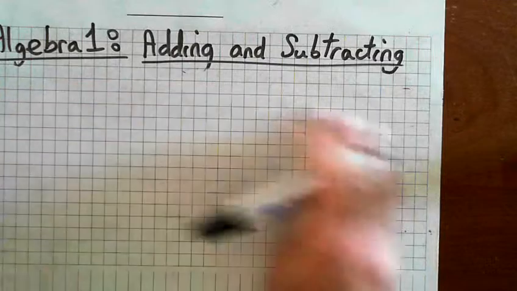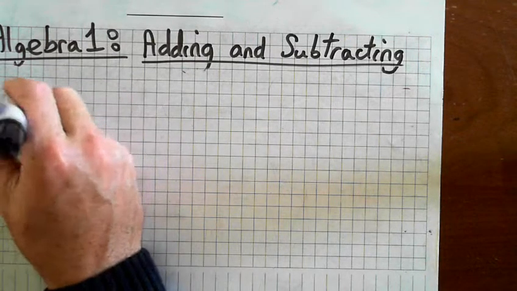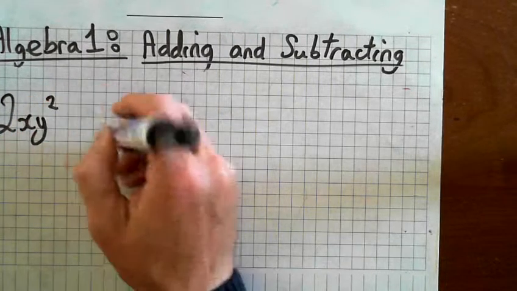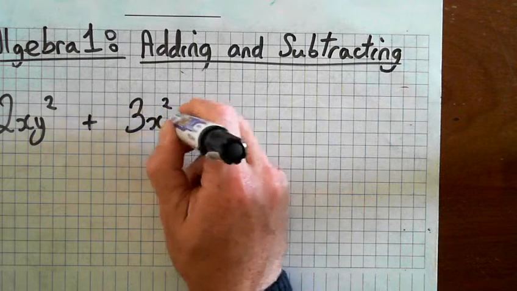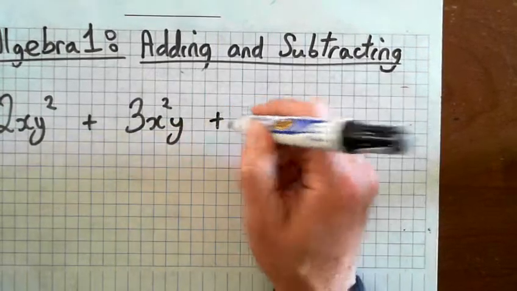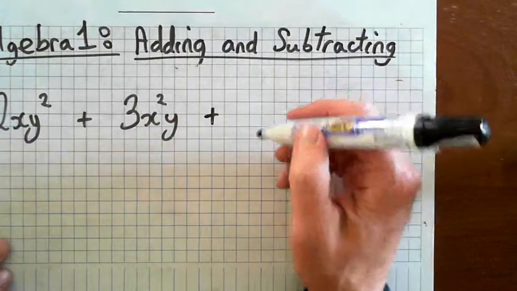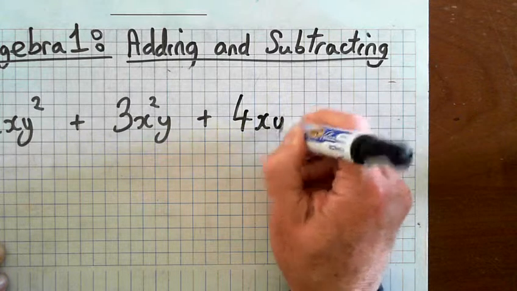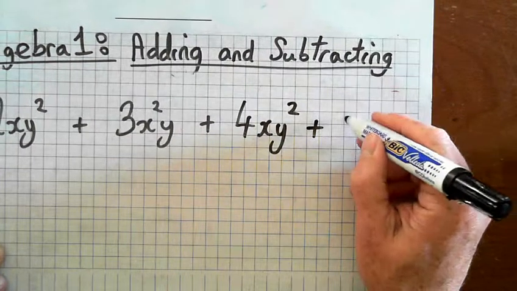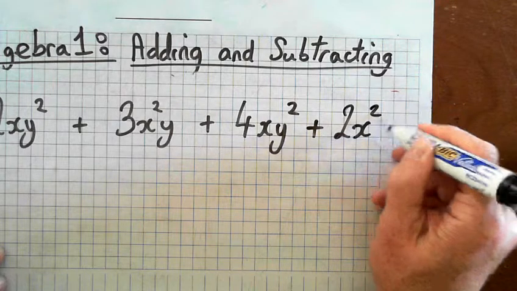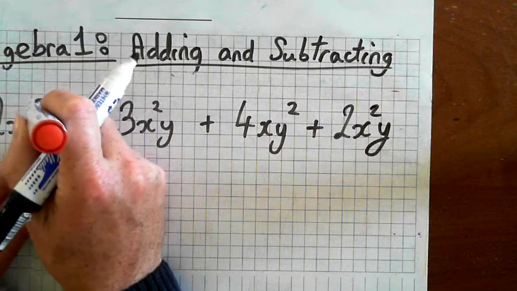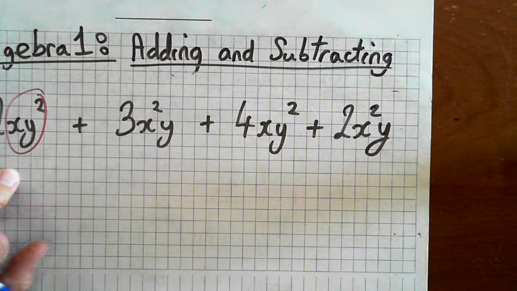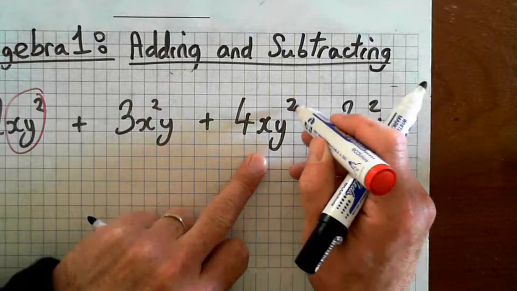Right, just to complicate matters a little bit. 2xy squared plus 3x squared y. The x's and y's are in the correct order. Plus 4xy squared plus 2x squared y. There's two types of objects in there. We have an xy squared. Where's the next xy squared? 4y squared. Yep.